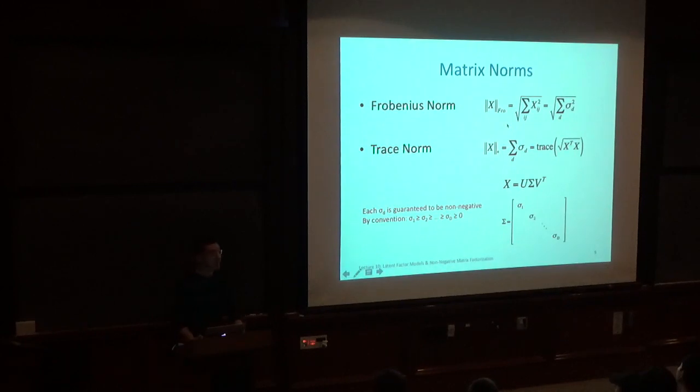It turns out, and we'll see this in a couple of slides, that this is equal to the sum of the squares of the singular values, which is equal to the sum of the eigenvalues. And then you put it under a square root. The trace norm is equal to the sum of the singular values, and, as we'll see, is equal to the trace of the square root of X transpose X. So these decompositions, the SVD and the PCA decompositions, capture something about the norms of these matrices.